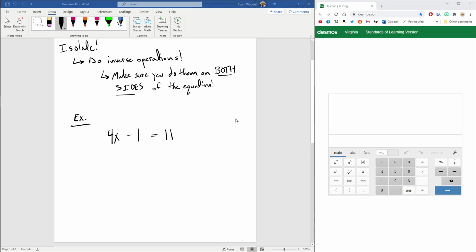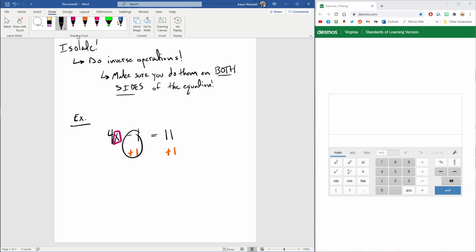I'm looking at the equation 4x minus 1 is equal to 11. So my first step, let me check to see if my variable is isolated. I like putting a little box around it. And it's not, right? I've got this times 4 next to it. I've got this minus 1 attached. So I'm going to start doing inverse operations. I'm going to first do the inverse of minus 1, which is plus 1. Remember, if I'm doing an inverse operation, I have to make sure I'm doing it on the other side of the equal sign as well.